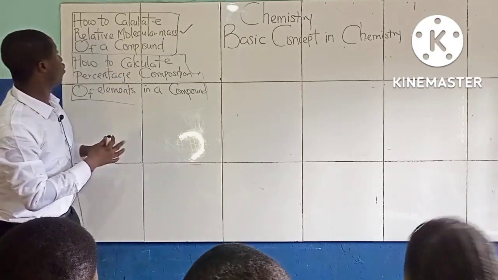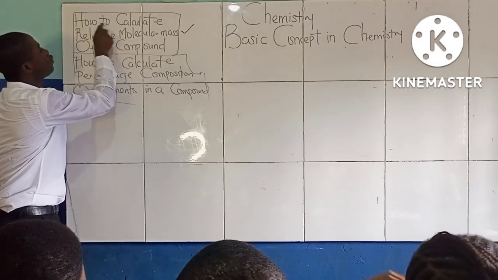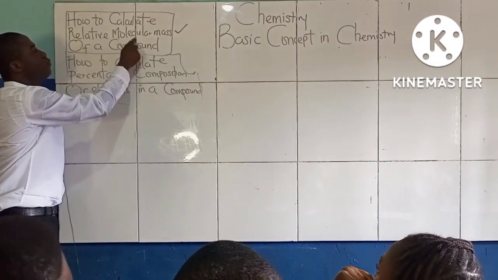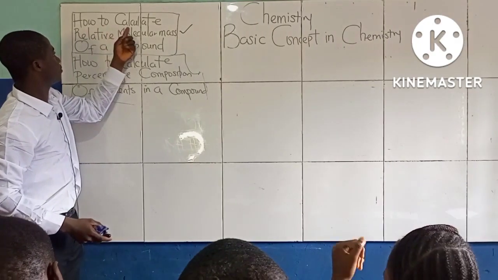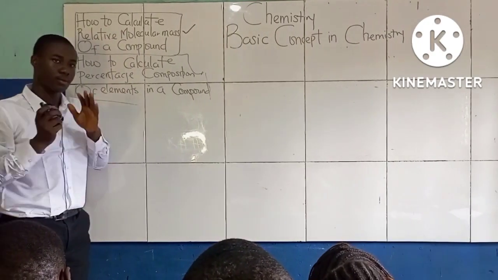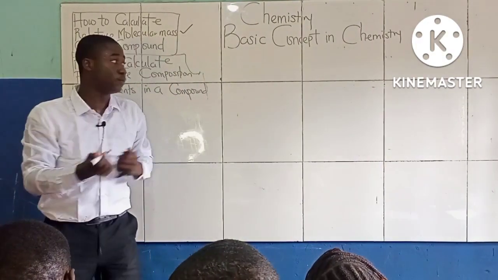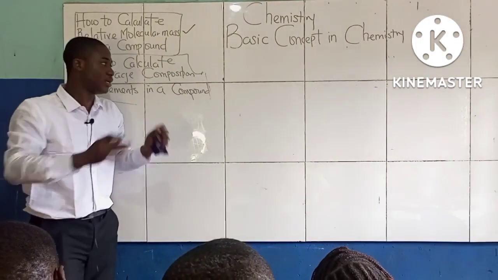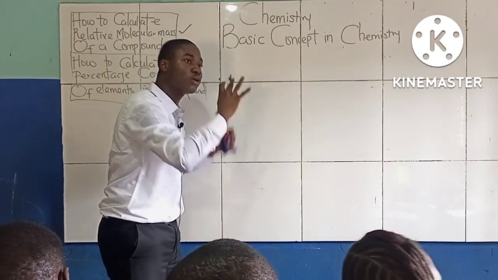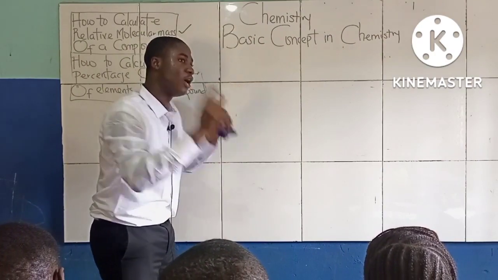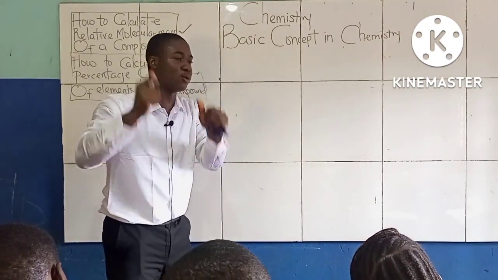Okay, guys. So the next concept we'll be explaining is how to calculate relative molecular mass of a compound. Repeat after me. How to calculate relative molecular mass of a compound. Very nice. So that's what we'll be explaining now. And to do that, it's very easy. So first of all, I have to write some substances on the board. So let me see if you guys understand the concept of atoms, molecules, ions, and radicals.